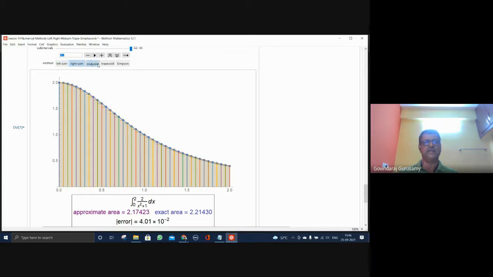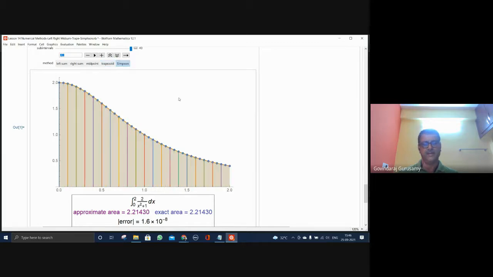Yes. Midpoint. Oh, not bad. See? 10 to the minus 5, we have shifted from the 10 to the minus 3 order, it has jumped. The midpoint. Okay. Trapezoidal, we have again 10 to the minus 5. So midpoint and trapezoid seem to be competing with each other, as I said. This is going to be much better. So if a smooth continuous variation is there, then this method is better.